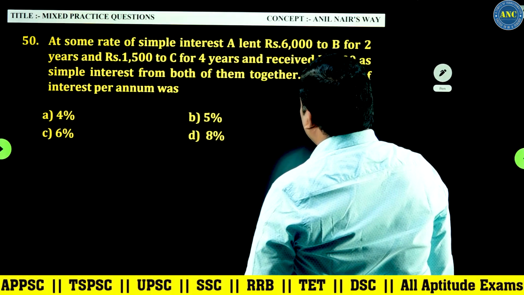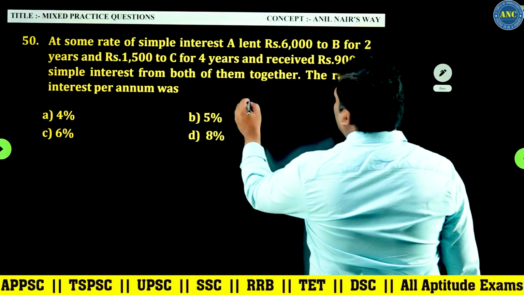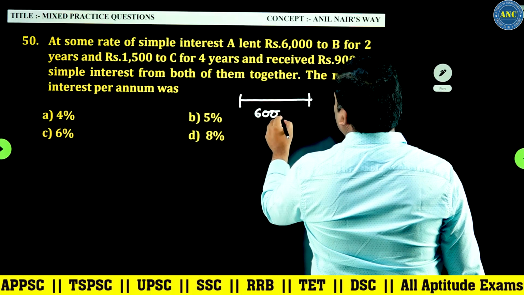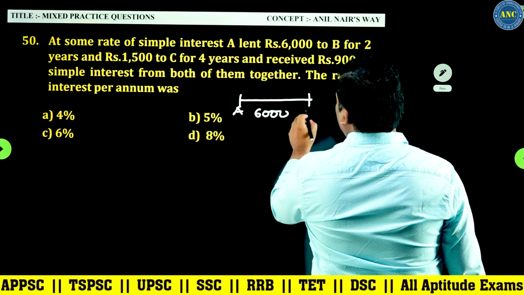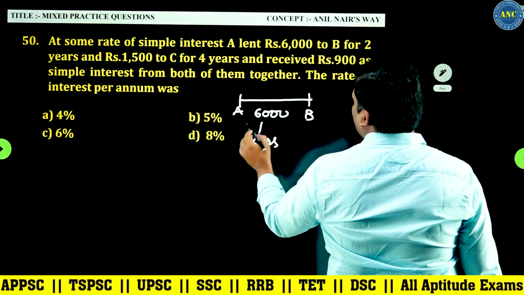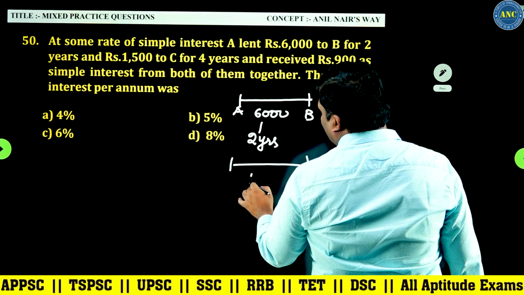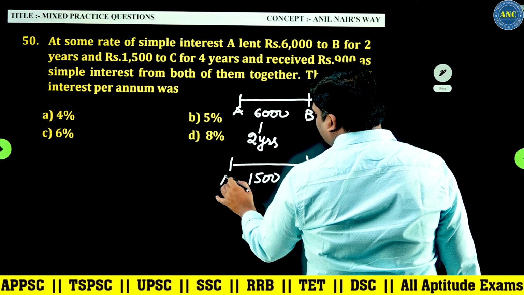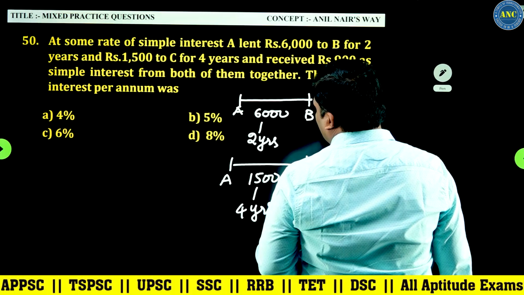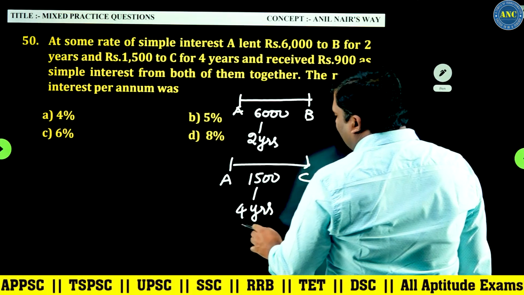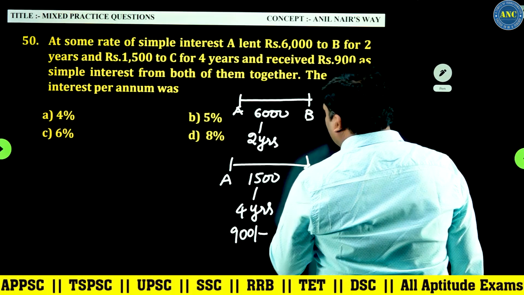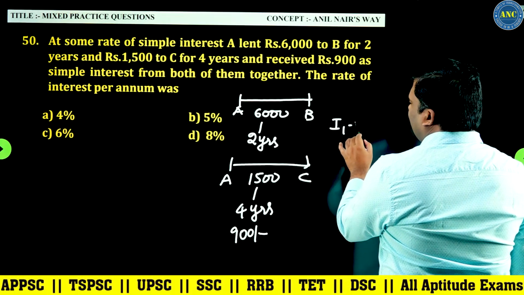At some rate of simple interest, A gave 6,000 to B for 2 years, and A gave 1,500 to C for 4 years and received 900 as simple interest. I1 plus I2.